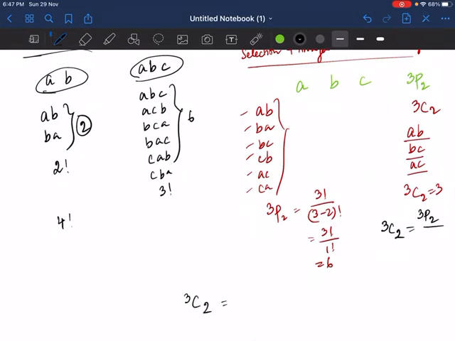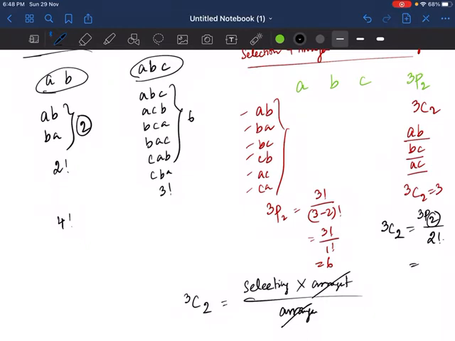3C2 is equal to, now permutation is what? Selecting into arrangement. So I need to divide it with the arrangement such that the arrangement goes away and we have the answer as selecting. So 3C2 is equal to 3P2 divided by what? How many elements are we selecting? We are selecting 2 elements. So how many ways can we arrange 2 elements? That will be 2 factorial ways. So 3C2 is equal to 3P2 divided by 2 factorial.